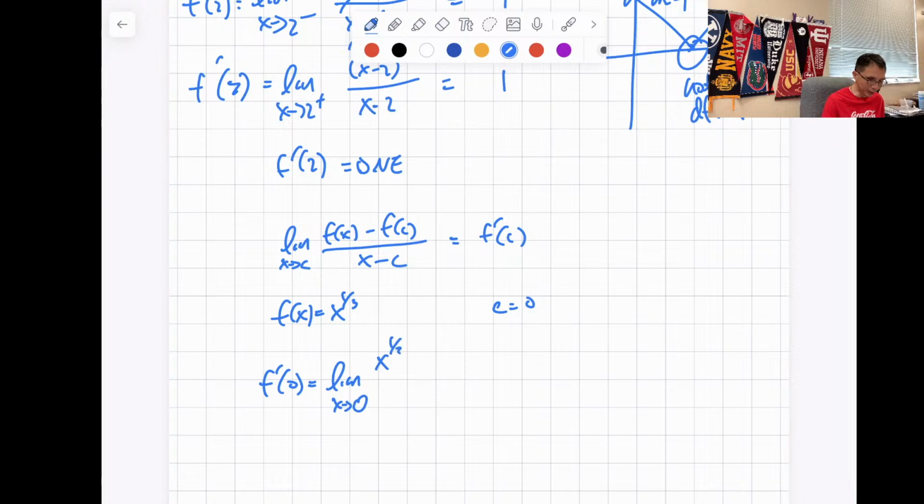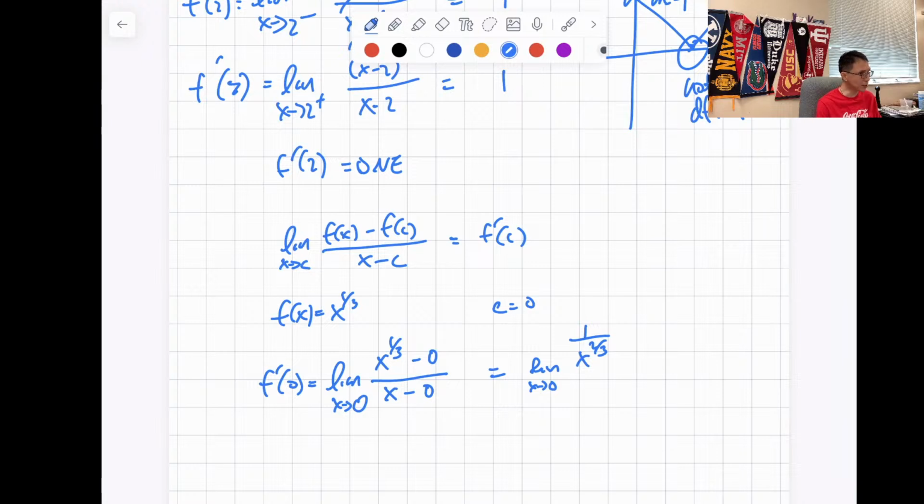X to the 1/3, right? It's okay. What's f of c? What's the c in this case? 0. So if I plug in, it'll be 0, right? And then x minus c, right? Now what will happen? It'll be the limit as x approaches 0 of x to the 1 over x to the 2/3, because I simplified it.